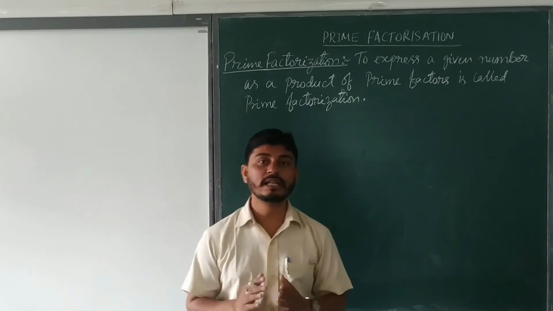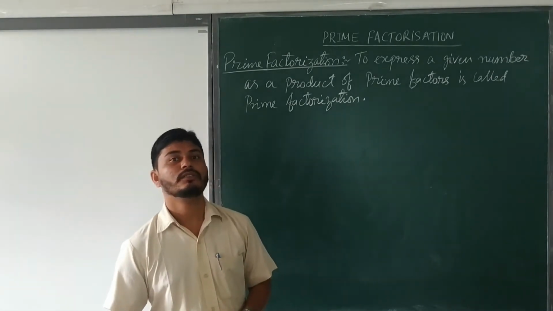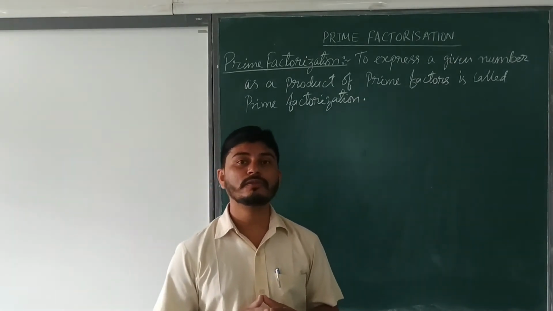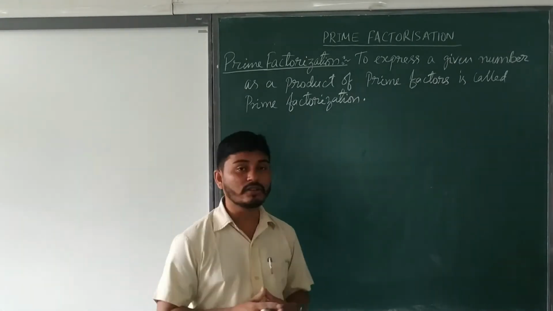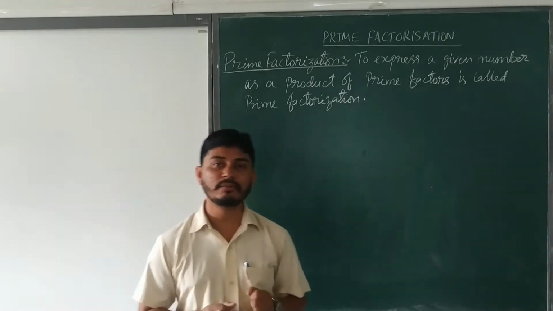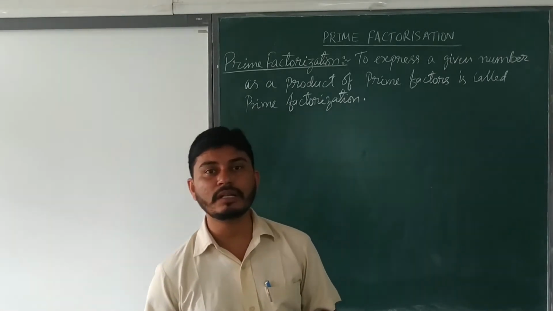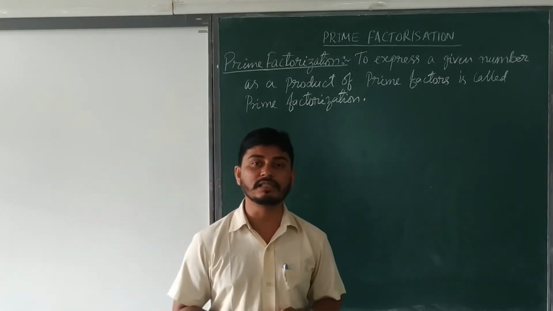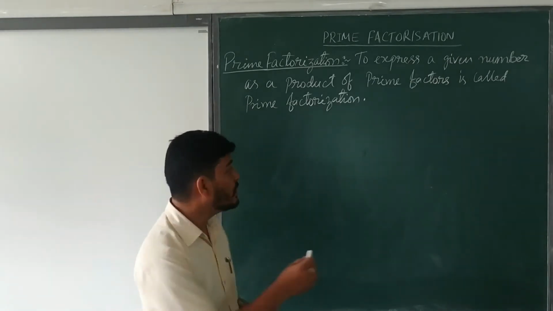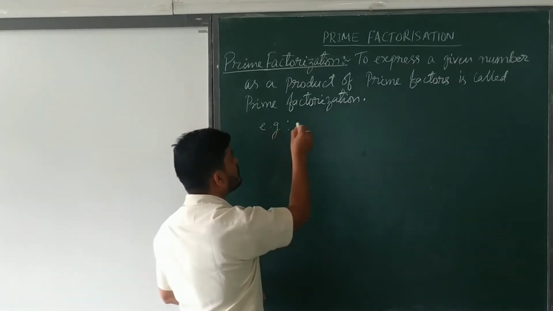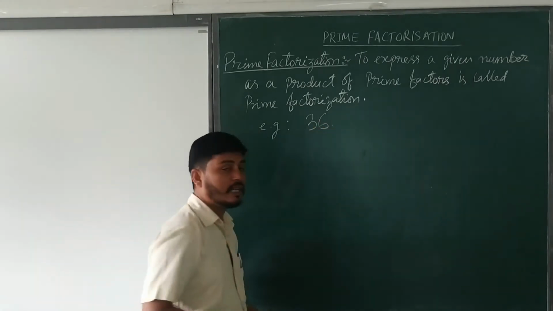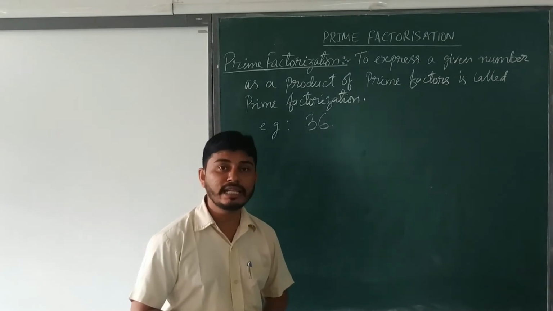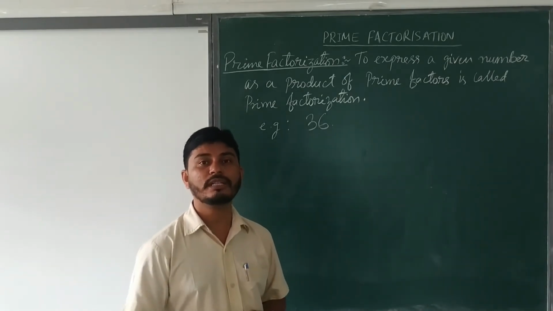Prime factorization. What is prime factorization? To express a given number as a product of its prime factors is called prime factorization. That means to express a given number with only the prime numbers as factors is called prime factorization. For example, let us factorize 36. And one thing you must remember, that when factorizing any number, we always follow the division method.